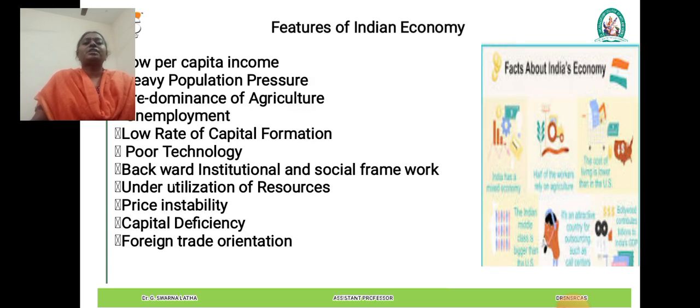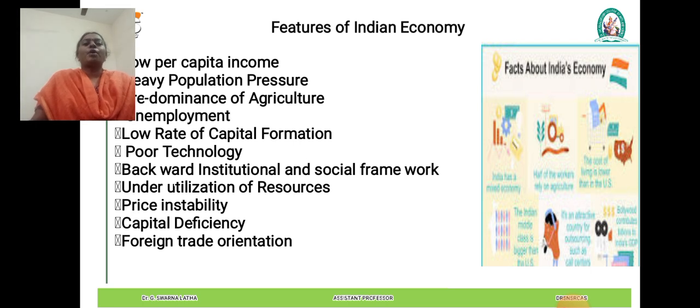The first feature is low per capita income. Underdeveloped economy is characterized by low per capita income. India's per capita income is very low as compared to the advanced countries. For example, the per capita income of India was $460 in 2000.